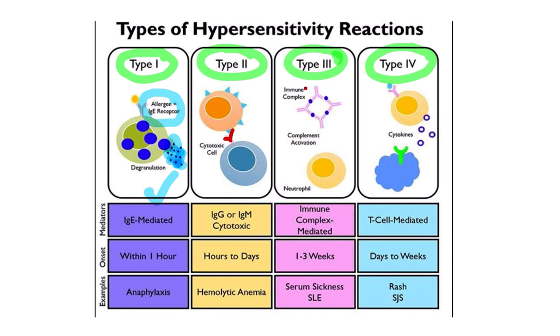And type 3 is the immune complex. That means the antibody is circulating, and the antigen is also circulating. So the antigen and antibody form a complex with each other, and finally they circulate in the blood. So type 3 is the circulating type, and type 4 is the delayed type or cell mediated immunity.